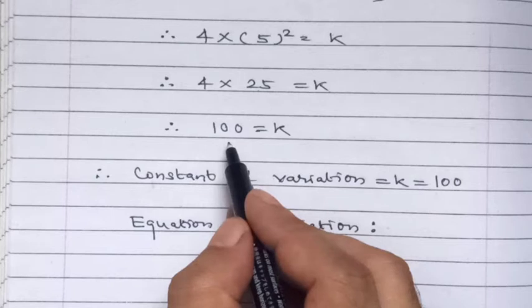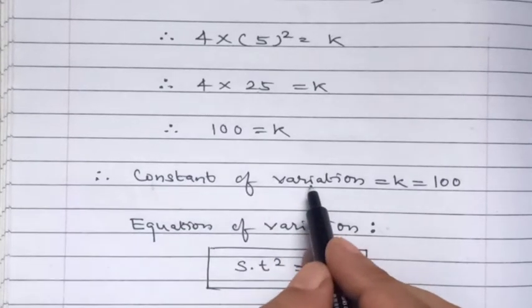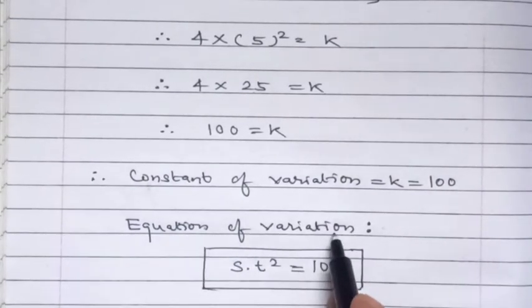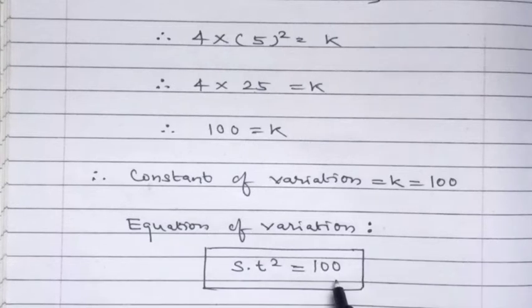What is K? K is constant of variation. So you can write the answer, constant of variation, which is equal to K is equal to 100. Therefore equation of variation is S T square is equal to 100.